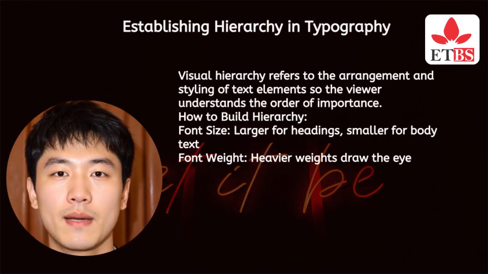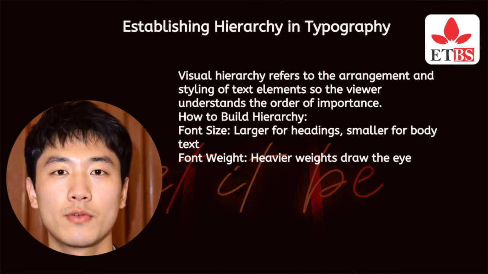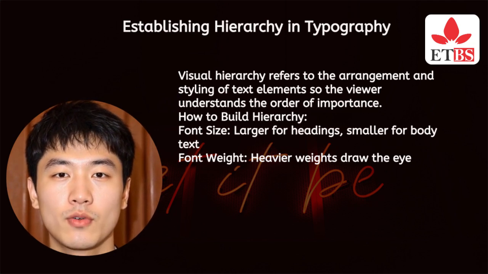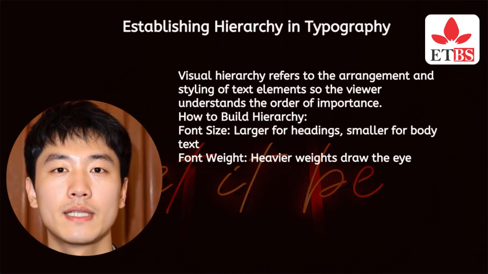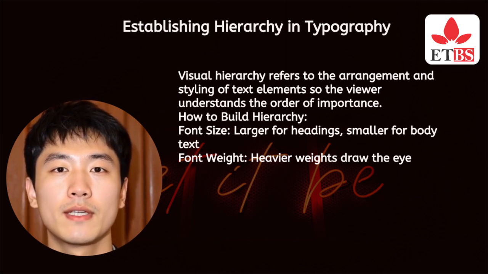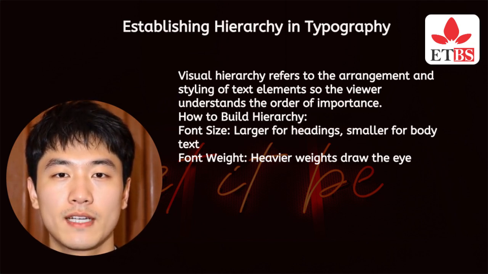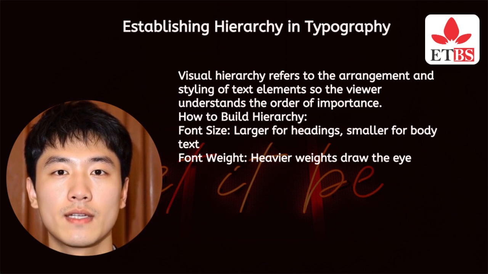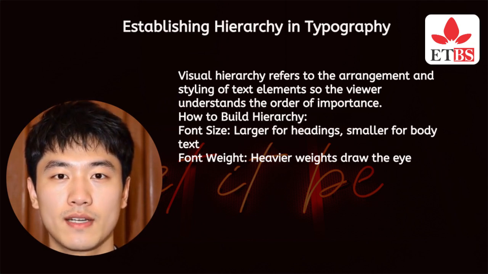3. Establishing hierarchy in typography. Visual hierarchy refers to the arrangement and styling of text elements, so the viewer understands the order of importance. How to build hierarchy: font size, larger for headings, smaller for body text. Font weight: heavier weights draw the eye. Positioning: top or left aligned elements get more attention. Spacing: more space around elements can indicate importance. Typeface choices: a display font for headings, a readable serif or sans serif for body.